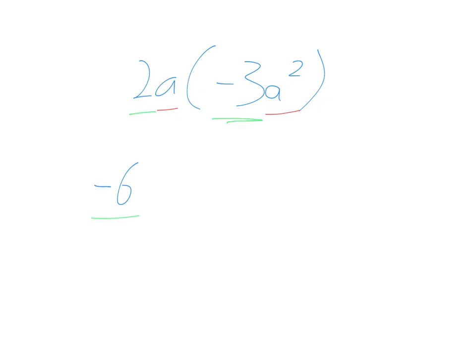Next, we multiply the variables. So a times a squared. If it makes it easier to do this, you can imagine a having a little 1 next to it. So what we'll do if we're multiplying the same variable, a times a squared, is we can add these little powers. So that'll give us a to the power of 3.